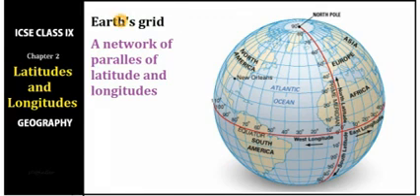The network of parallels of latitude and meridians of longitude is otherwise known as Earth's grid or geographic grid. With the help of this geographic grid, we are able to locate a place east or west or south or north.